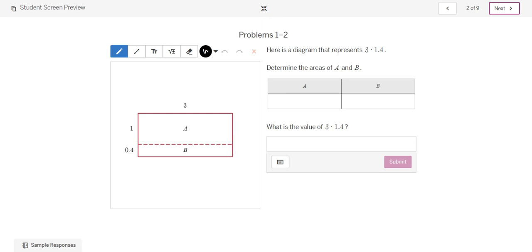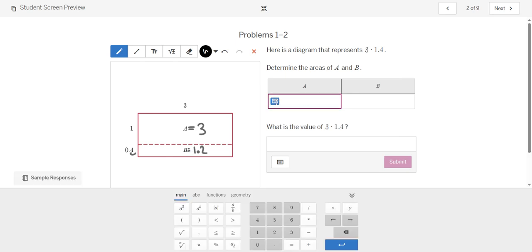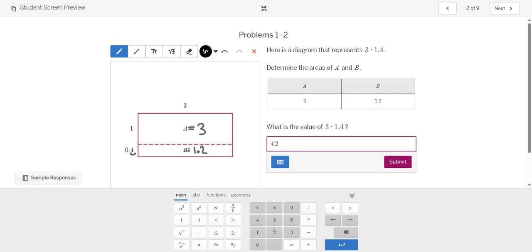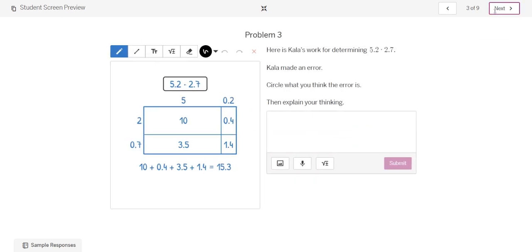In this one, I'm going to write right on this. I've got 3 times 1, so A is going to be 3. And then I have 3 times 0.4, which, 3 times 4 is 12, and then there's one decimal place, so it'd be 1.2. So I've got a 3 here and a 1.2 here, 1 and 2 tenths. When I add them together, I get 3 plus 1.2, 4.2. Submit. And then I go to the next one.